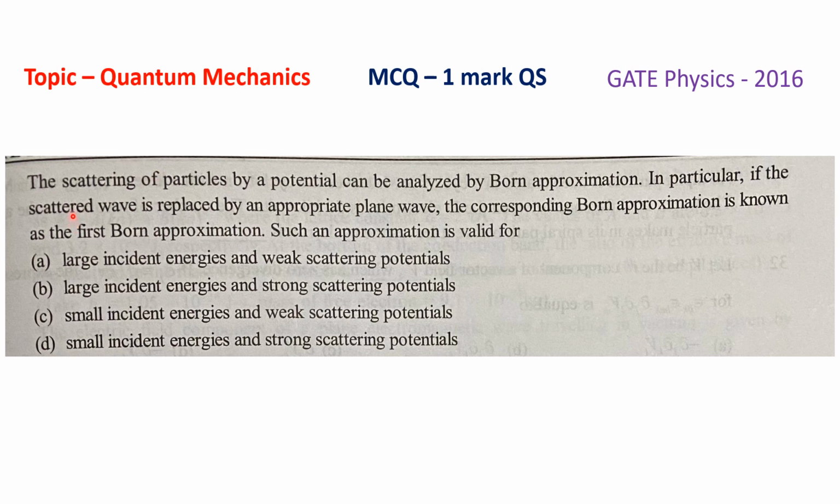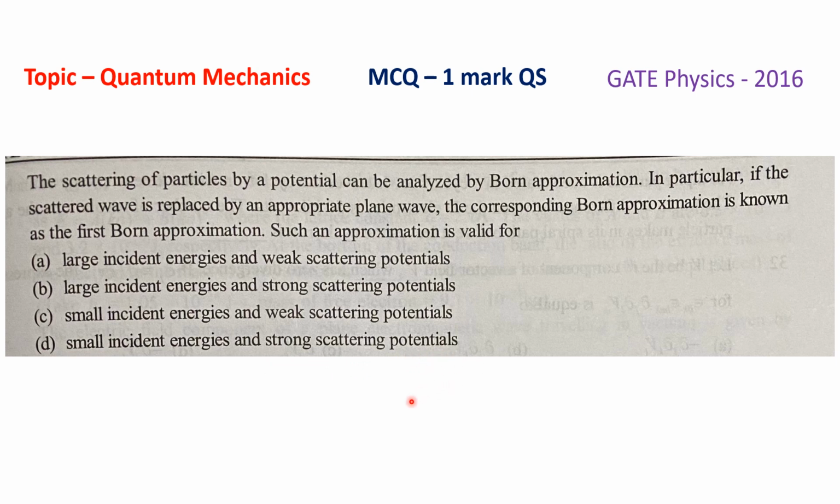The question is, the scattering of the particles by a potential can be analyzed by Born approximation. In particular, if the scattered wave is replaced by an appropriate plane wave, the corresponding Born approximation is known as the first Born approximation. Such an approximation is valid for option A, large incident energies and weak scattering potentials, option B, large incident energies and strong scattering potentials, option C, small incident energies and weak scattering potentials, and the last option, option D, small incident energies and strong scattering potentials.